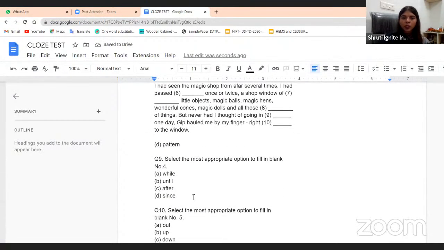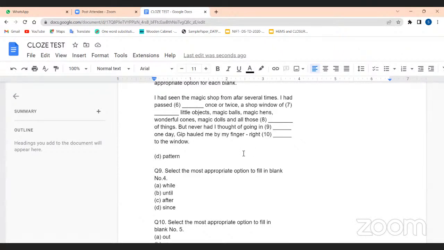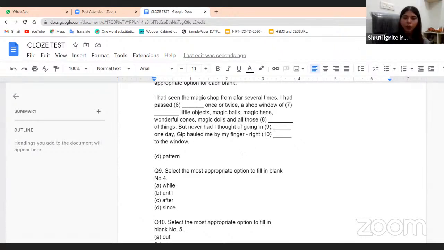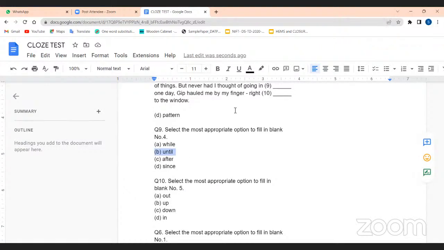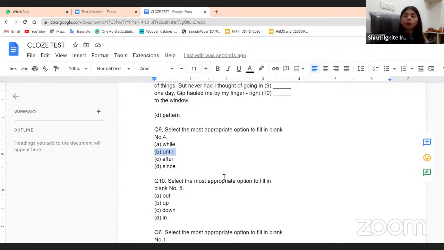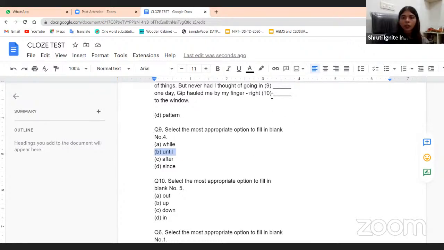So now you're looking at question number 9. But never had I thought of going in until one day, Kip hauled me by my finger, right dash to the window. So until is correct over here. Write down? Or right down to the window, down the street you will use, not down to the window. Right up. Right up to the window would be the correct usage. Correct. So over here, you'll be using up to the window.